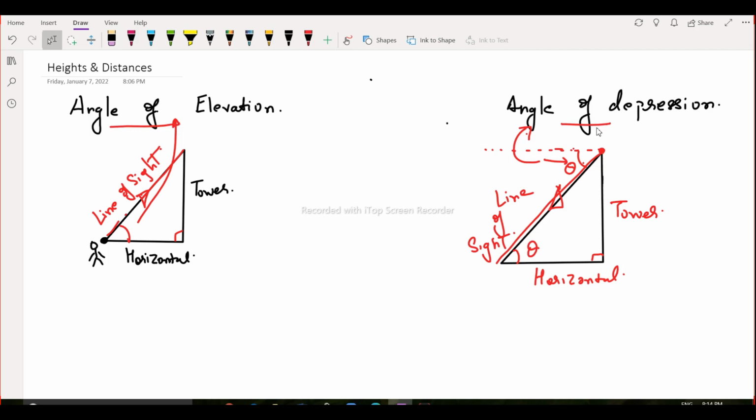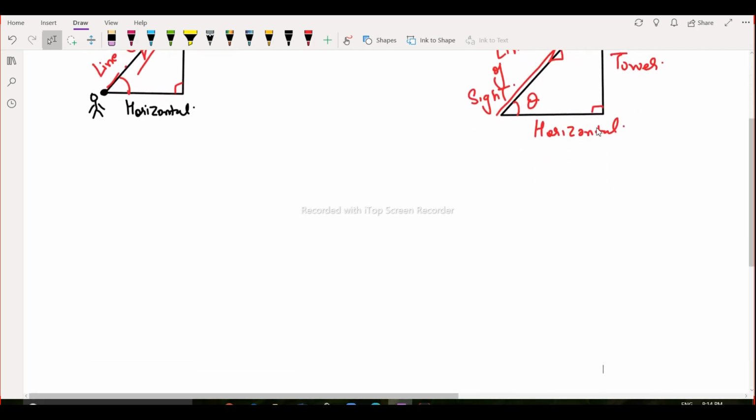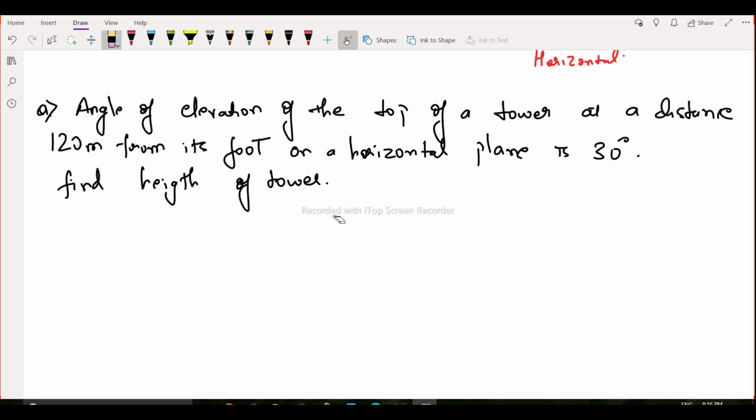Using this concept, we can solve sums related to trigonometry. So let's first draw the triangle. So this is a triangle. Now this is the tower. This is the foot of the tower. From the foot of the tower, 120 meters, we go here. Here is the observer. The angle is 30 degrees. And we're asked to find the height of the tower.